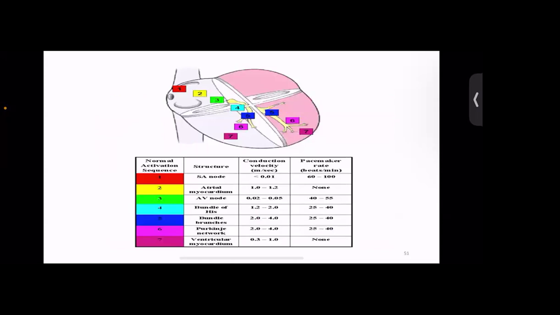Okay, so this is just a picture showing the conduction velocities of each part. Like we heard yesterday, for the SA node it is about 60 to 100 based on the pacemaker rate. And then the AV node about 40 to 55. And then the bundle of His 25 to 40. And then the bundle branches 25 to 40. And then the Purkinje network 25 to 40.